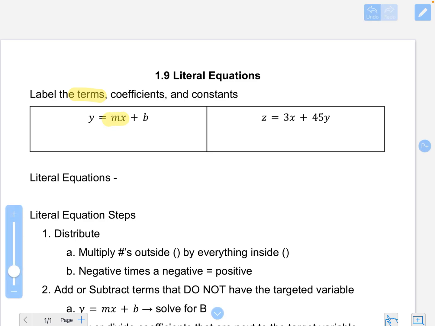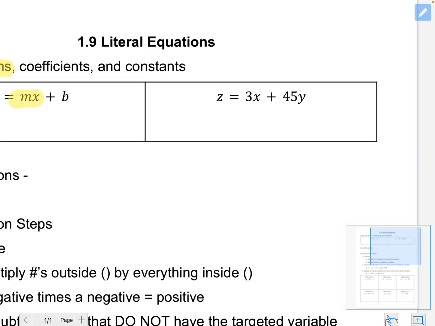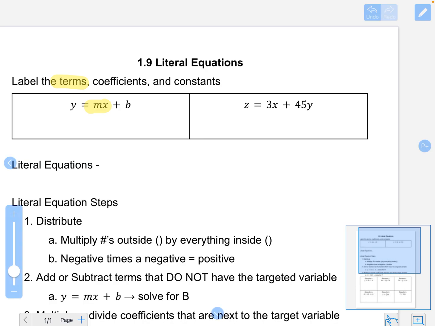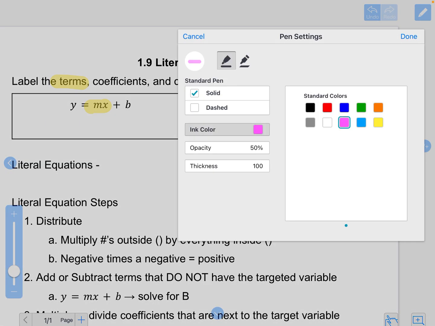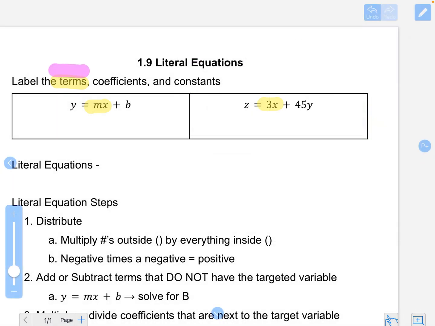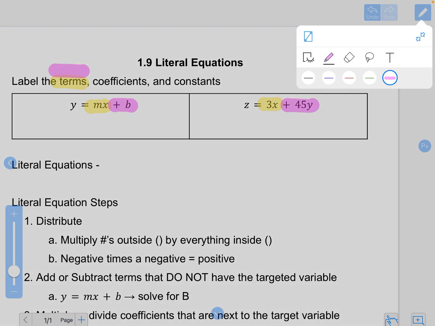So mx is going to be my first term in the first problem, and then 3x is going to be my first term in the next problem. So we're going to do terms pink and yellow. Then plus b, because again, the pluses and the minuses divide my terms, and then plus 45y.